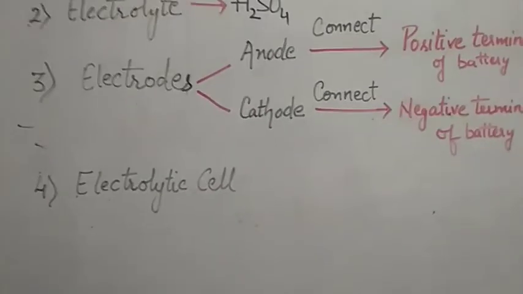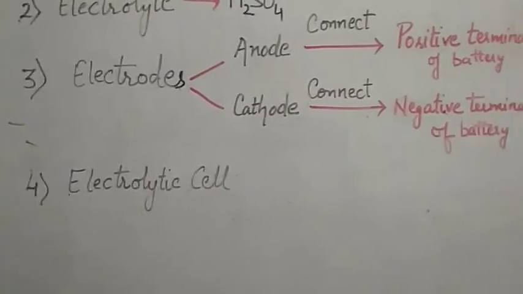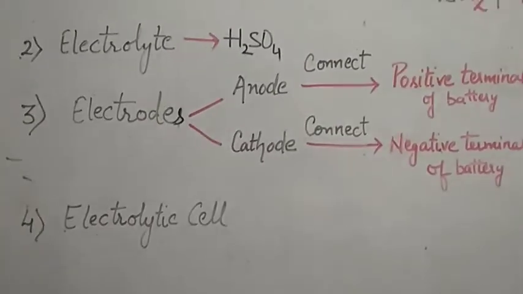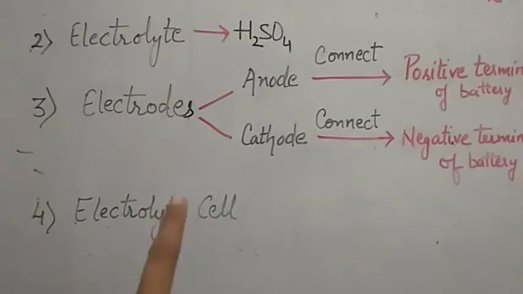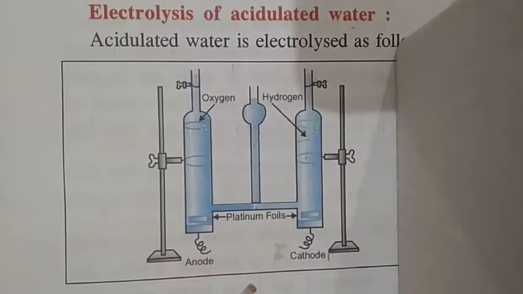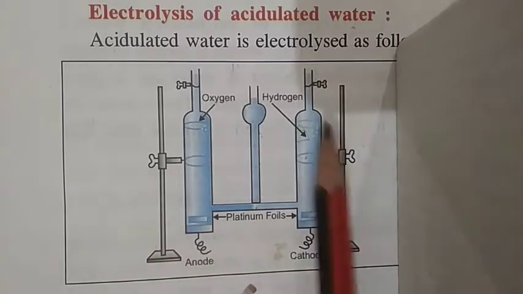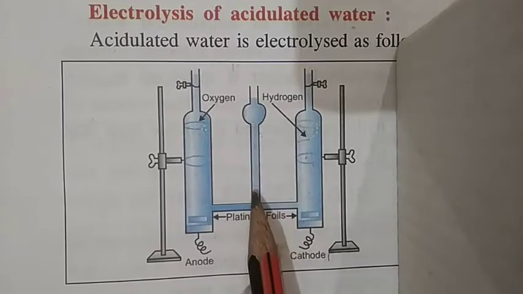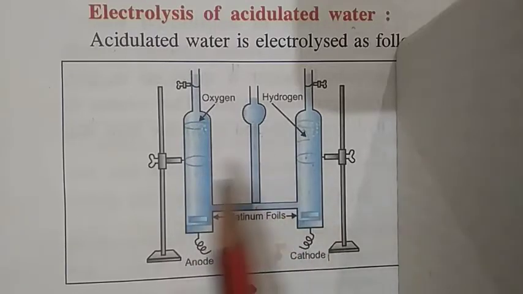Okay, now next is electrolytic cell. The complete apparatus or the complete vessel in which the electrolysis process takes place is known as an electrolytic cell. Okay, electrolysis of acidulated water. As you can see here, this is Hofmann's voltameter. It consists of 3 glass tubes, 1 central tube and 2 side tubes.